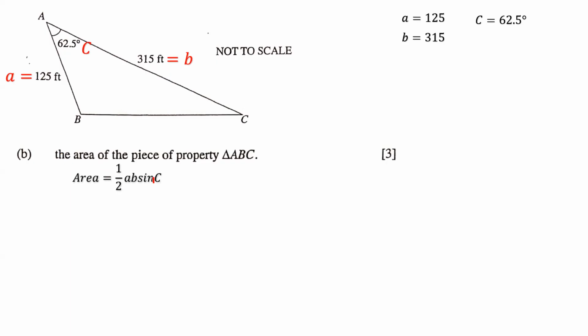All right. And so what is A? A is 125. Okay. B is 315. Now, the reason why we know that this angle is C, that this is the angle we're supposed to use, is because according to the formula that we're using, C is going to be the angle that corresponds to small c.